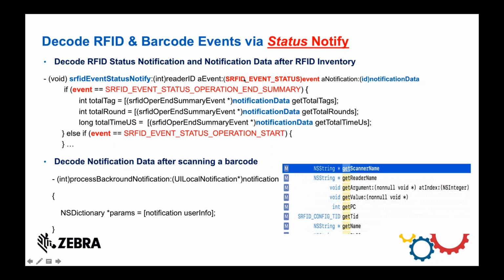Okay, if you receive an operation end summary event, you can decode the notification data, and from the notification data you will know how many tags you received during the inventory operation, and how much time you spent during the inventory operation.